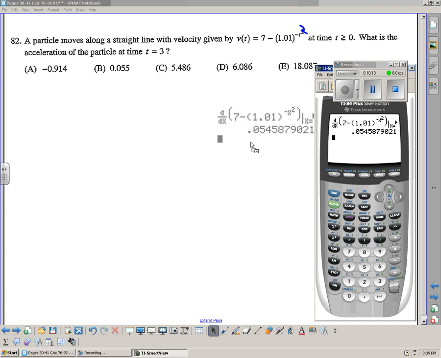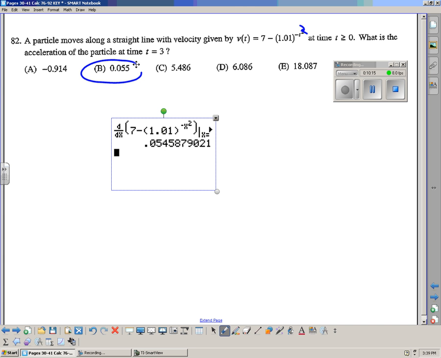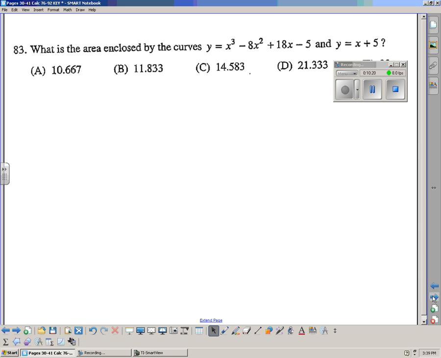0.0545, just 0.055. Another very easy question. This has been a very easy calculator section so far.